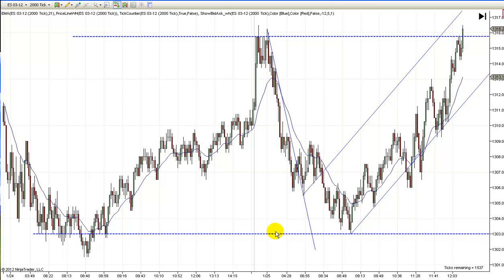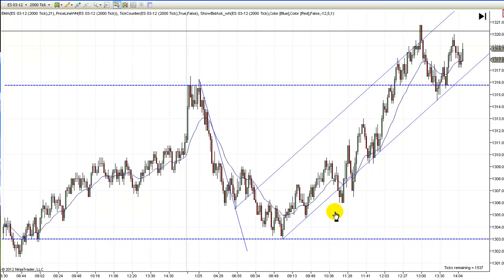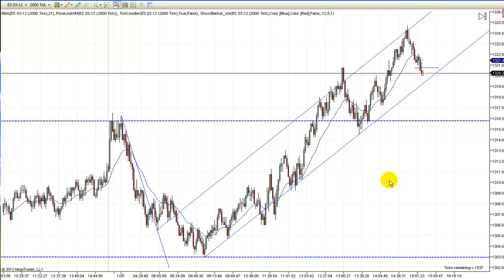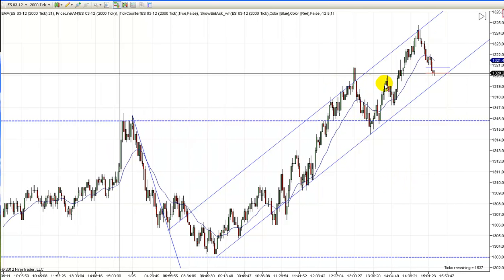We've tested this 1300 area several times to make sure it was going to hold, and then lo and behold, once it held enough times, look what happens to the market. We get a day like this. We haven't had a nice rally day with volume like this in quite some time, so it was a pretty nice trading day. And if you got your lines on here, it was pretty obvious where the turns were going to happen.